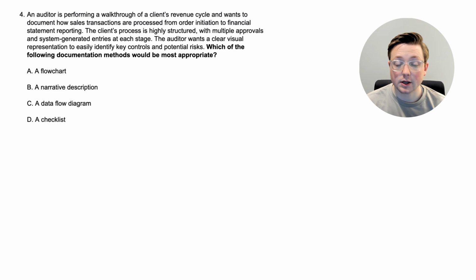Option A, a flowchart. B, a narrative description. C, a data flow diagram. Or D, a checklist. So again, based on what it says here, if you have any idea which one of these would be the most appropriate documentation method. If you don't know though, that's okay. We will look at the answer together right now.